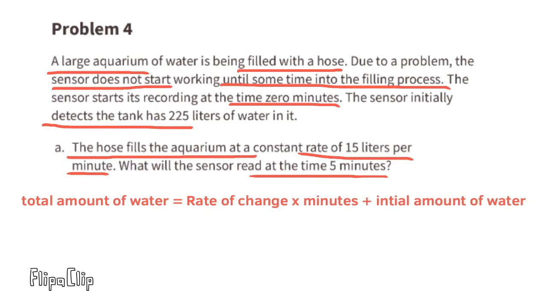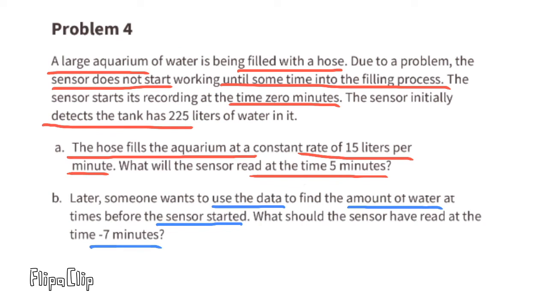Okay, the total amount of water is going to equal the rate of change times the number of minutes plus the initial amount of water. We can write the equation T equals 15 times 5 plus 225. The 15 represents the constant rate at which the water is being filled. The 5 represents the 5 minutes that you're filling the tank. And the plus 225 represents the number of liters that the sensor initially detected in the tank. And the T represents the total amount of water. After 5 minutes, the sensor would read 300 liters of water in the tank.